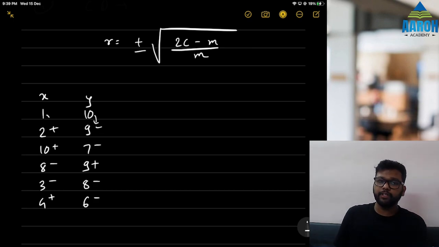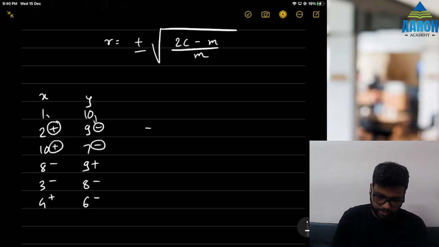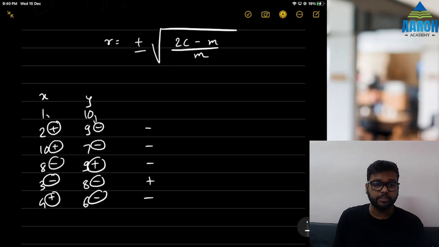Then what do we do? Anyone? How do we find this c and m? Multiply the deviation. Correct. We multiply the deviations. If we consider them as minus 1 and plus 1, then if we multiply, plus minus will be minus, plus minus will be minus, plus minus will be minus, minus minus will be plus, and plus minus will be minus. Positive deviations are called as concurrent deviations. That means there is only one concurrent deviation, which is this.